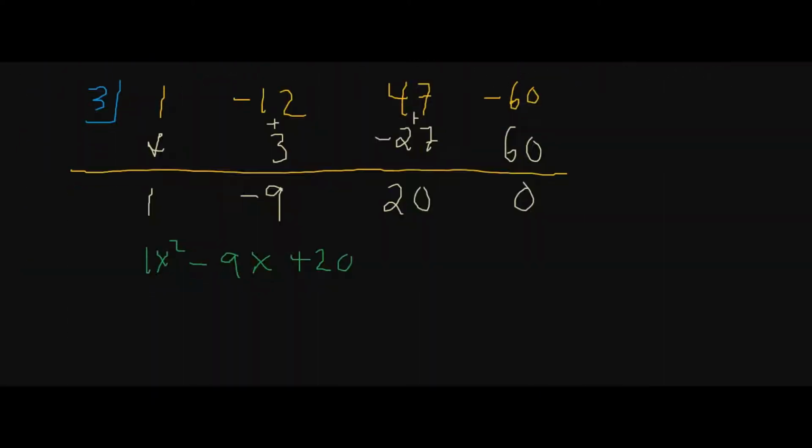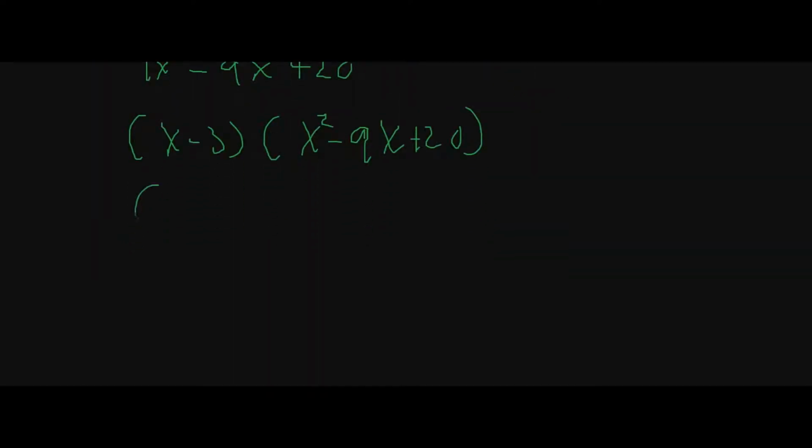Okay, so now that we got that there, well, now we know our root is 3. So that means our factor is x minus 3. And now over here is x squared minus 9x plus 20. And then we can proceed like we've always done, which is factor it. And if you notice, this is the very problem that we did together. This is, I think, the second problem on the video. And this is x minus 4. And then this is x minus 5. All right. And we're done.